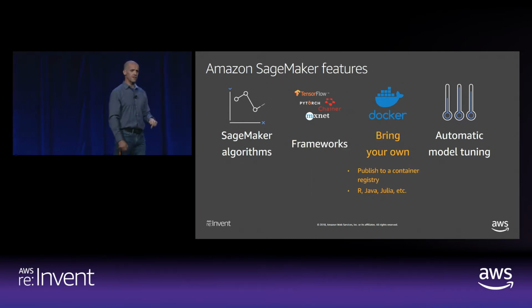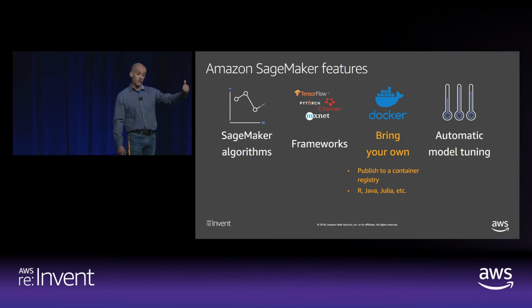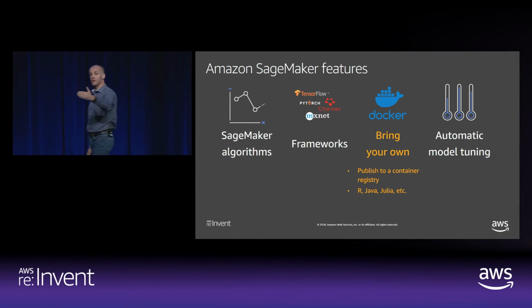If this is still not enough for you, you can bring your own Docker model. You can build it using whatever tool you like. You can use whatever language you like. You can push this Docker container to a registry and then tell SageMaker to use that container. And SageMaker will use it as if it were a native container. And you can use whatever language you want, R, Java, Julia, if you're so inclined.